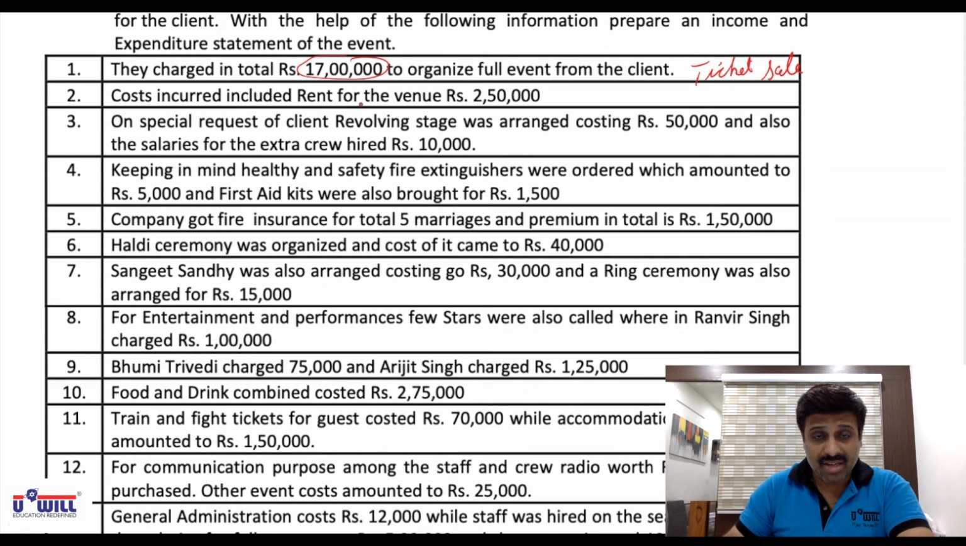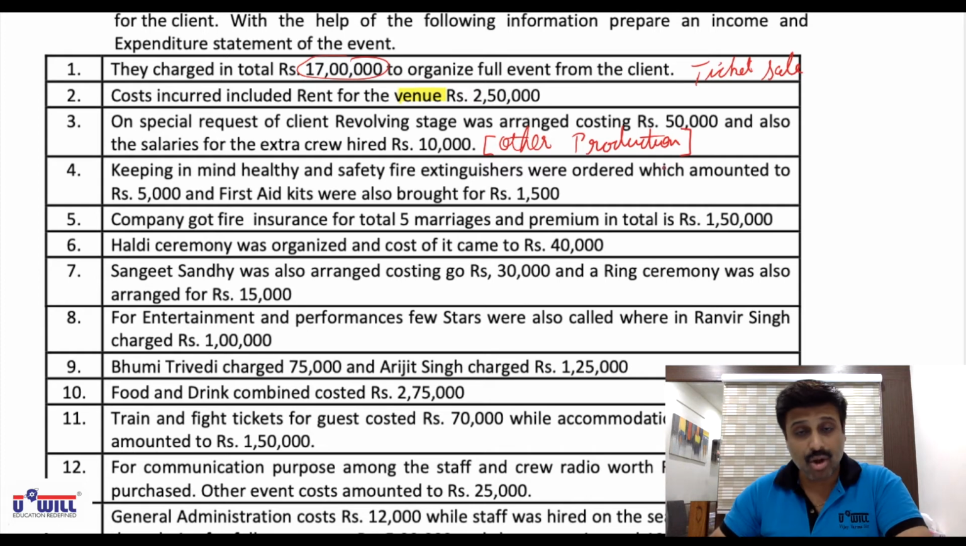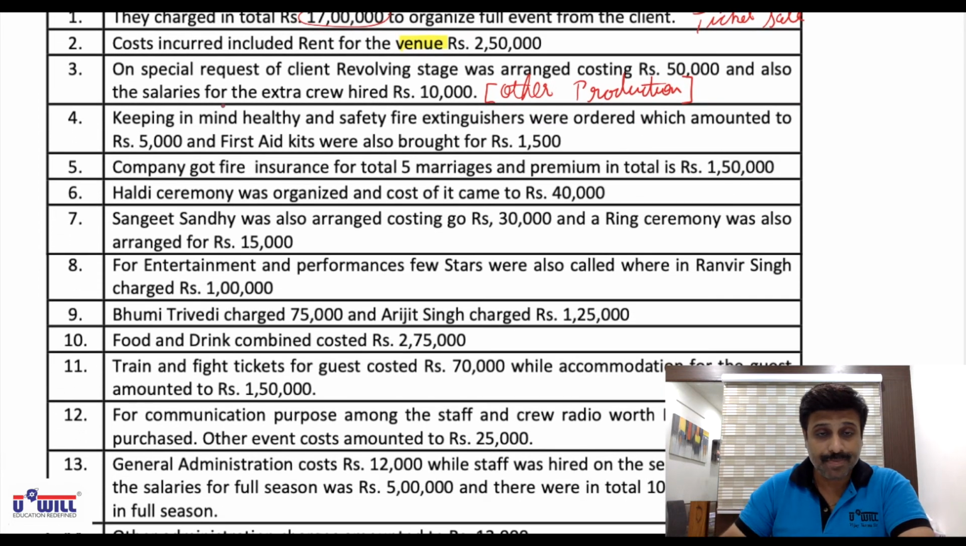The cost incurred for the rent of the venue. So venue itself, all of you underline it. In venue cost, in event cost, you'll write 2,50,000. On special request of the client, a revolving stage was arranged costing 50,000 and also the salaries for the extra crew hired, 10,000. So this will come in other production costs. Okay. Revolving stage, I told you, mic systems, etc. Revolving stage, so they all come in other production costs. In event cost, it will come in other production costs.